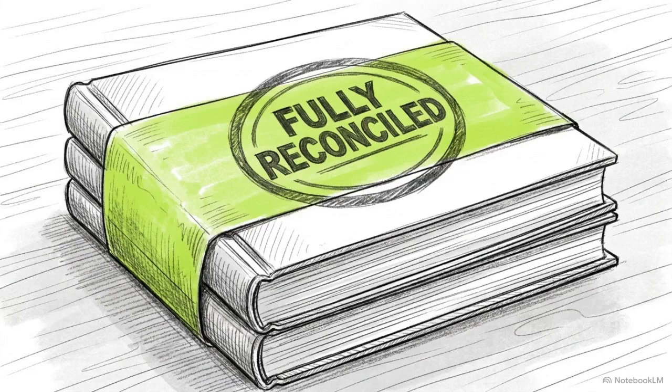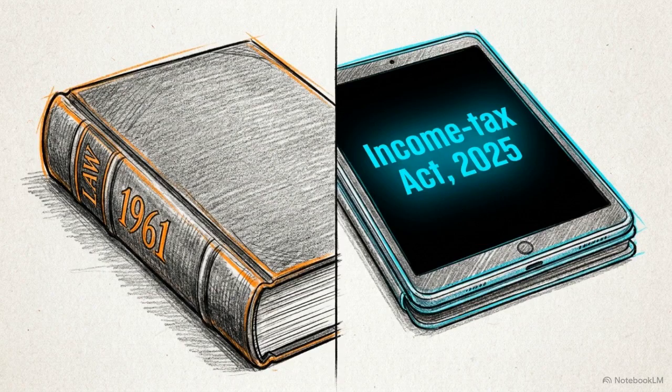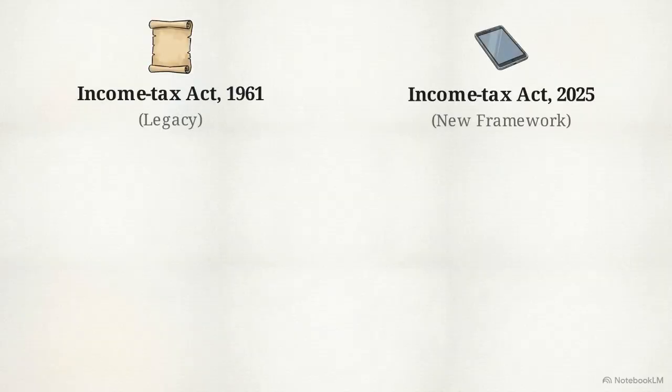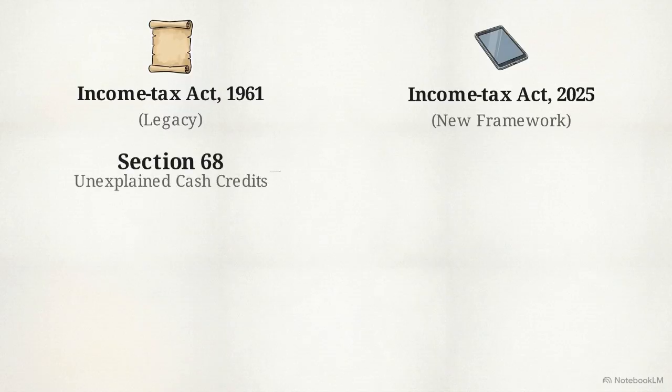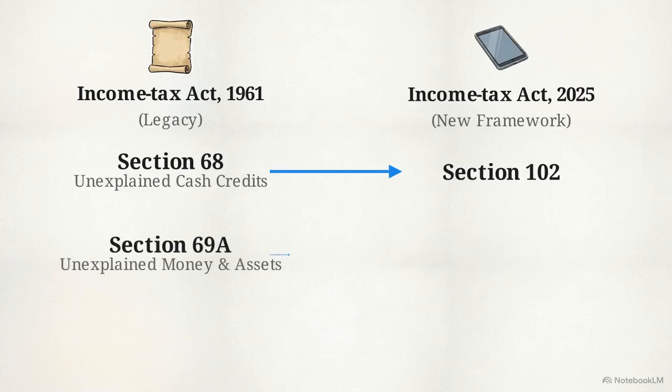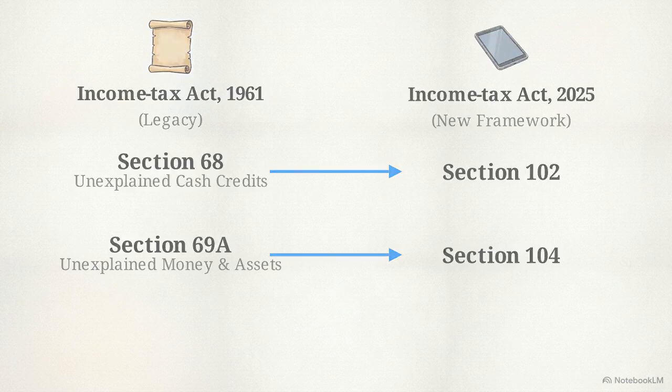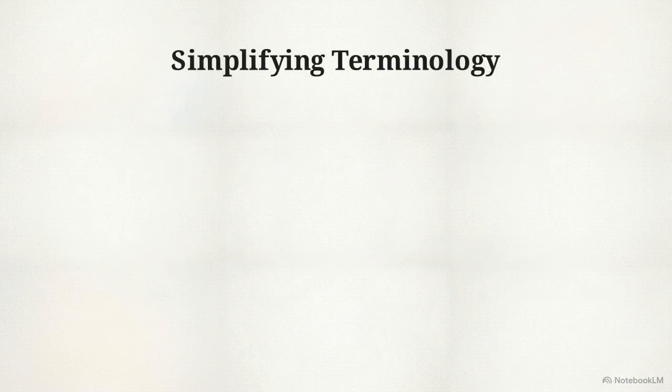When you present a pristine, temporally accurate ledger reconciliation, you remove the assessing officer's ability to classify the deposit as unexplained money. Practitioners managing scrutiny assessments are currently navigating the transition between the 1961 Act and the Income Tax Act 2025. This table maps legacy provisions for unexplained income to their positions in the incoming tax code. Section 68, Unexplained Cash Credits, translates directly to Section 102. Section 69A, covering unexplained money and assets, maps to Section 104.